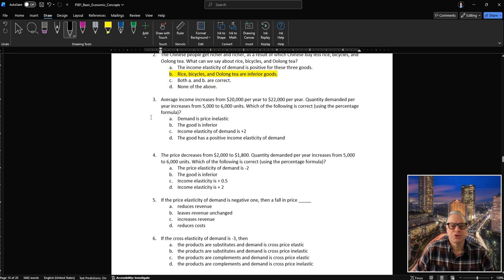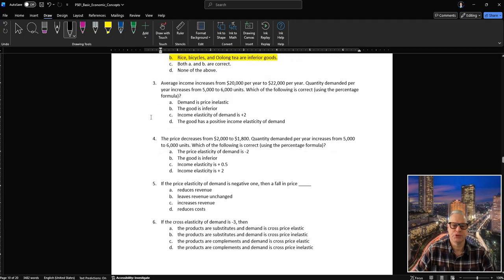Okay, so the average income increases from 20,000 to 22,000 per year, and the quantity demanded per year increases from 5 to 6,000 units. Which of the following is correct using the percentage formula? Okay, so we have income, so we are talking about the income elasticity of demand. So the relative change in quantity demanded is an increase from 5,000 to 6,000. So that is a plus 20% increase.